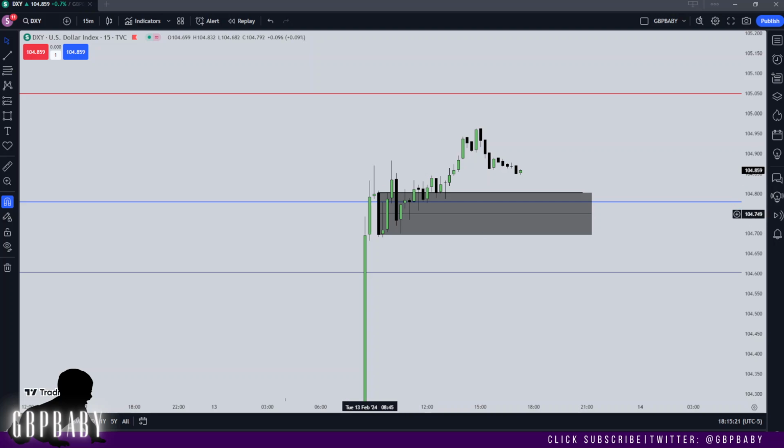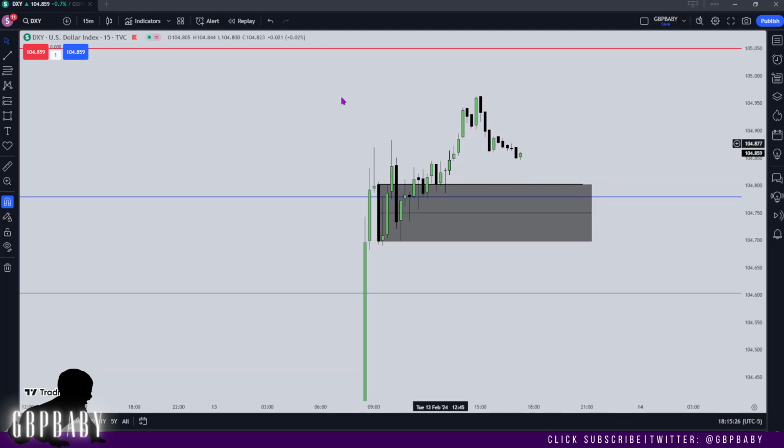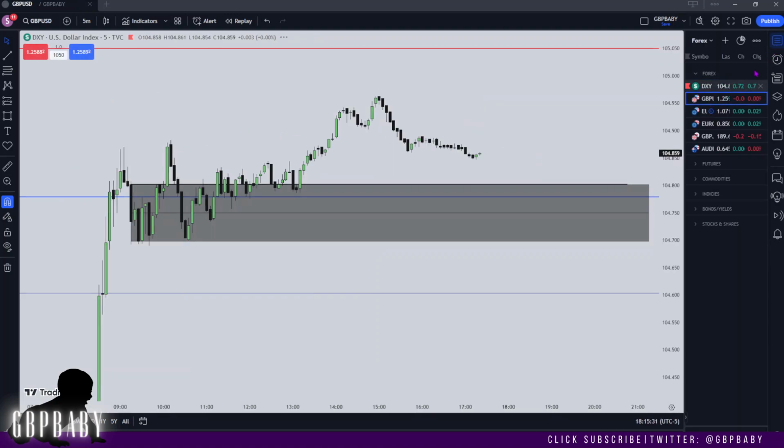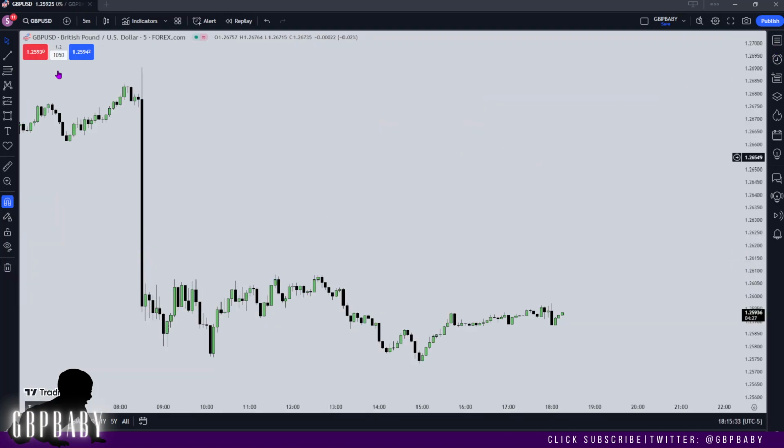So yeah, this order block should provide the support it needs for us to continue higher, and we'll see what happens when price gets down there. So now let's go to GBP. We'll start on the daily.